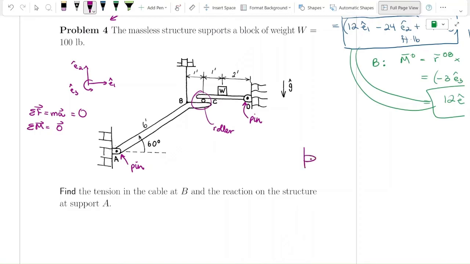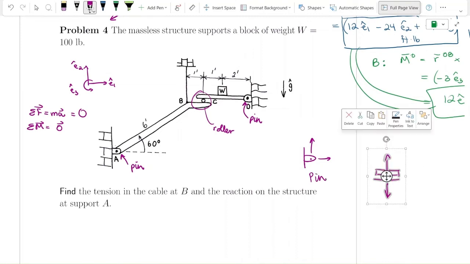So these pins will exert a force, but they will exert no moments at that point. And then the roller: it will exert a force tangential to the surface. So in this case, the roller would exert some force in this or this direction. Unlike the pin, which exerts a force within the plane, and there's no single direction it must exert a force in. Okay, so that's a little bit about pins and rollers.